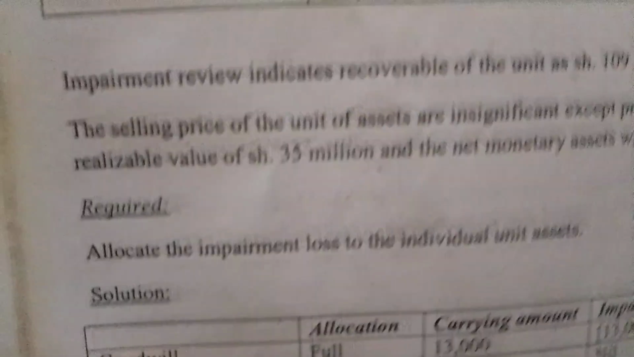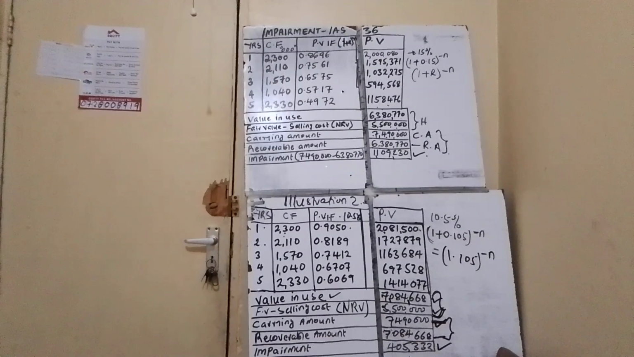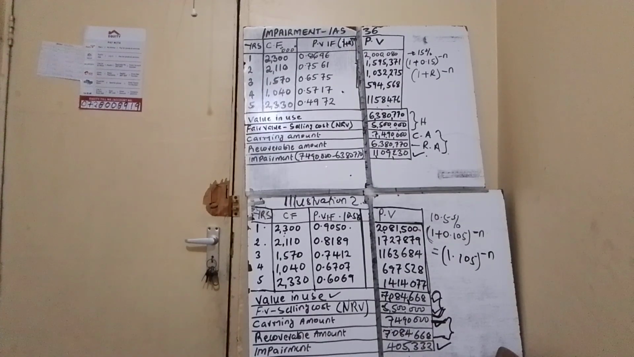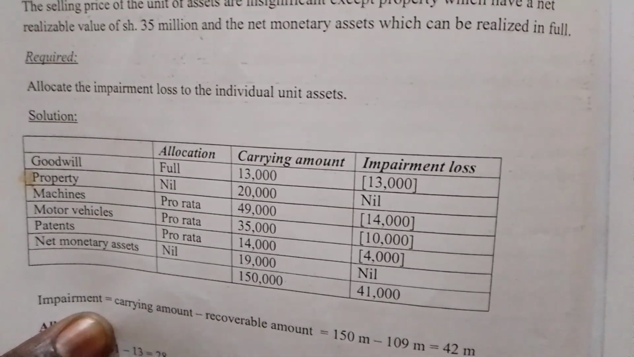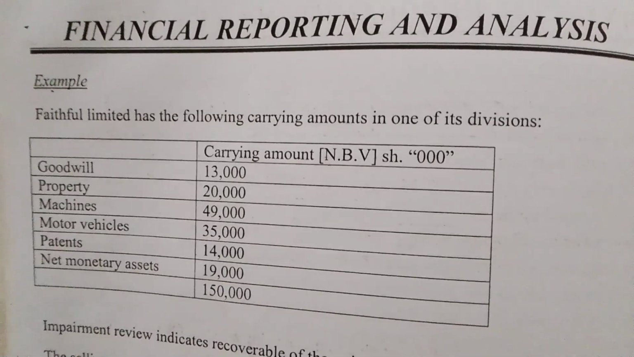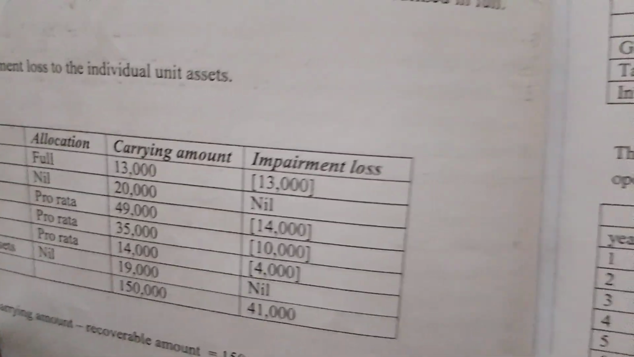Goodwill is fully impaired. That's what you should know when it comes to cash generating units. We always assume that goodwill is impaired in full. I think that is a point you should have noted there. Look again at our illustration. Goodwill allocation, we have written full. Carrying amount, the 13,000 which is up there. That carrying amount is fully impaired.